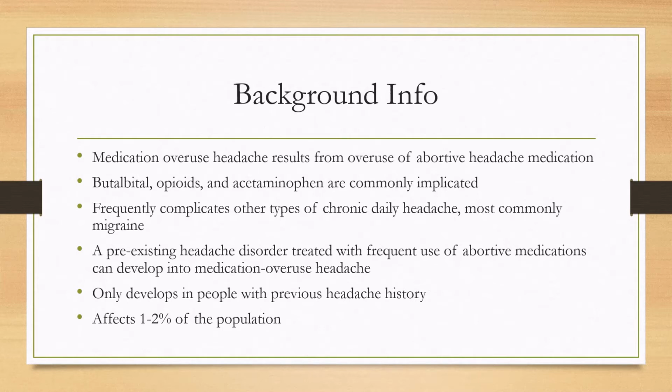Medication overuse headache can frequently complicate other types of chronic daily headache, making it very difficult to treat. The most common implicated primary headache disorder is migraine. So the most common scenario is that a pre-existing headache disorder such as migraine gets treated with frequent use of abortive headache medications, and that eventually, a few months later, can develop into medication overuse headache.